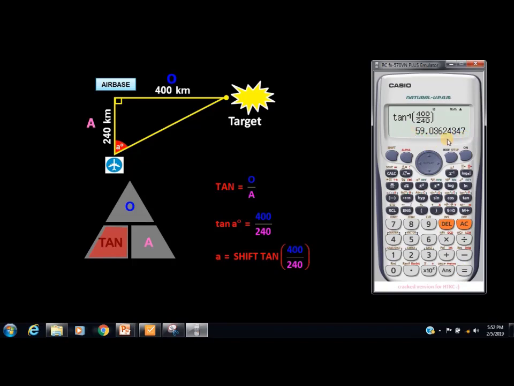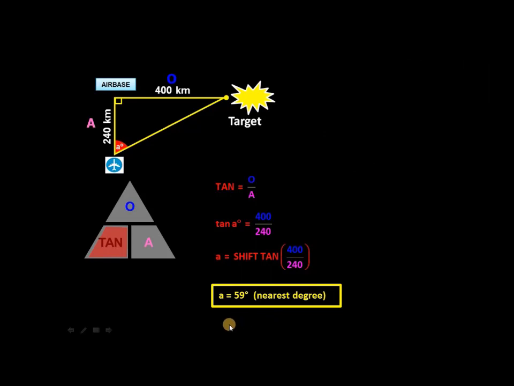We don't want the full answer, we want 0 decimal places, nearest degree. So we go Shift, Set Up, now Fix, which is number 6, 0 decimals, so 0 there, and the answer is 59 degrees. So the full answer is angle A is 59 degrees to the nearest degree.